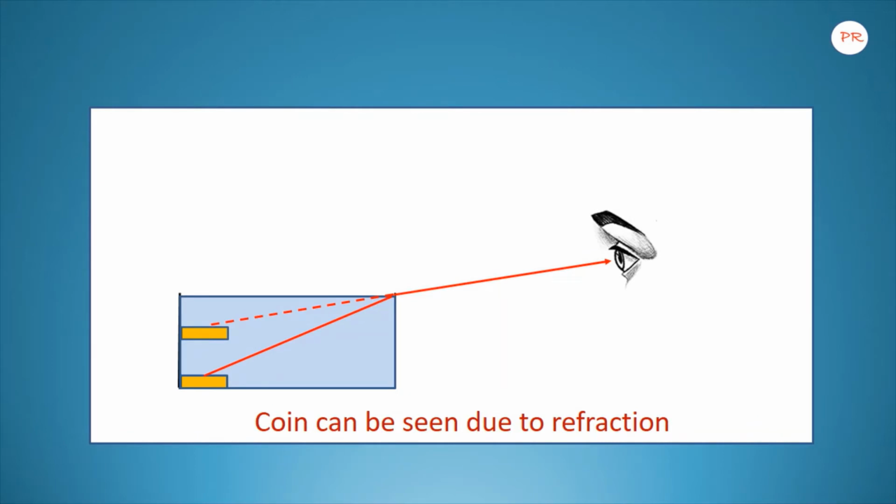When we pour water, the coin started appearing once again. This is because the rays which were coming from the coin bent at the water-air interface and started entering our eye. This is due to a phenomenon called refraction. Because of this only, the coin appears to be lifted a little upward.